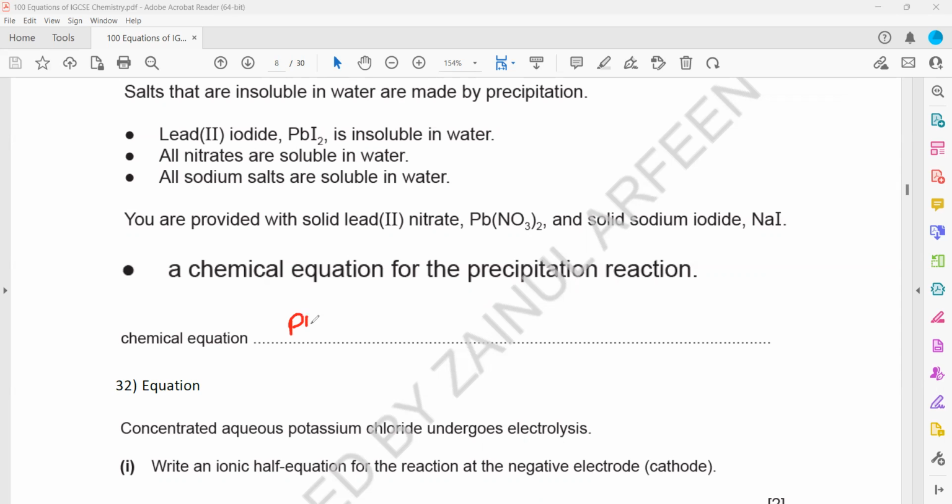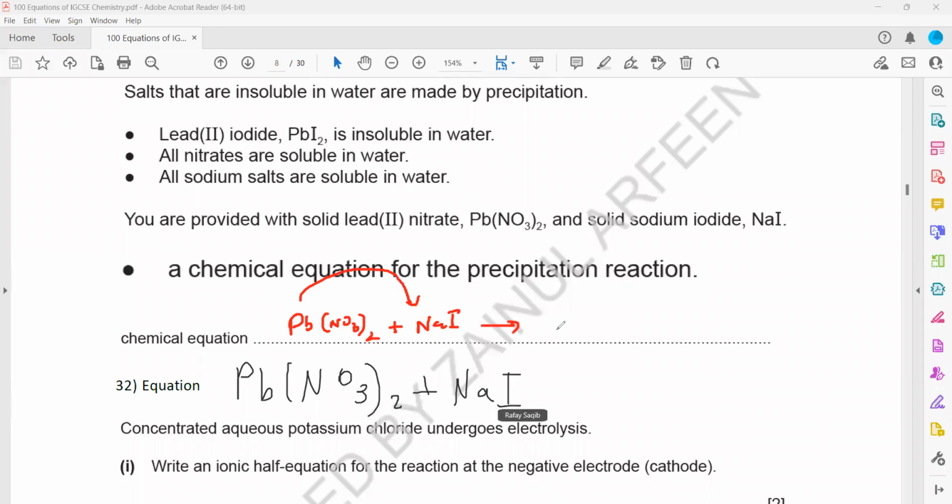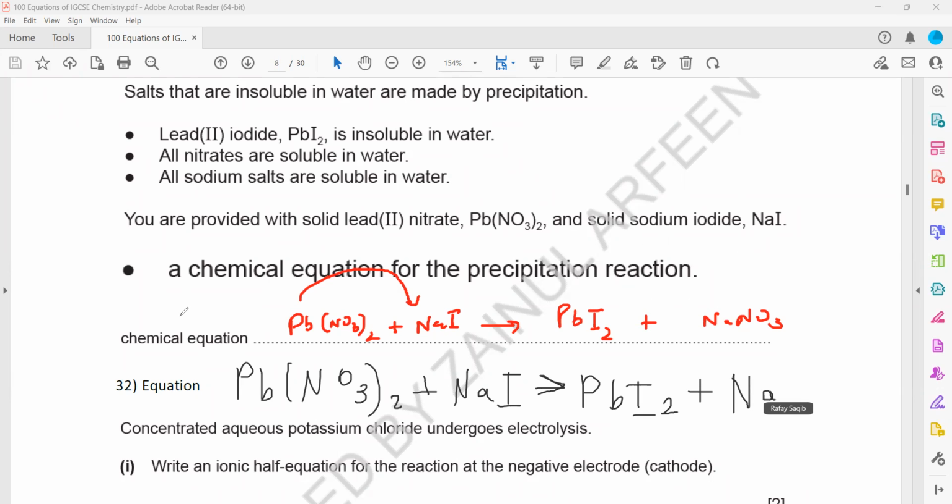So first we have lead nitrate. And lead nitrate is reacting with sodium iodide, NaI. As a result, the lead will take the position of sodium. So it will form lead iodide, PbI2, because lead is +2 and iodine is group 7, -1, plus sodium nitrate, NaNO3. Because they asked for a chemical equation, we have to write accordingly and then balance the equation. So this is the balanced equation.